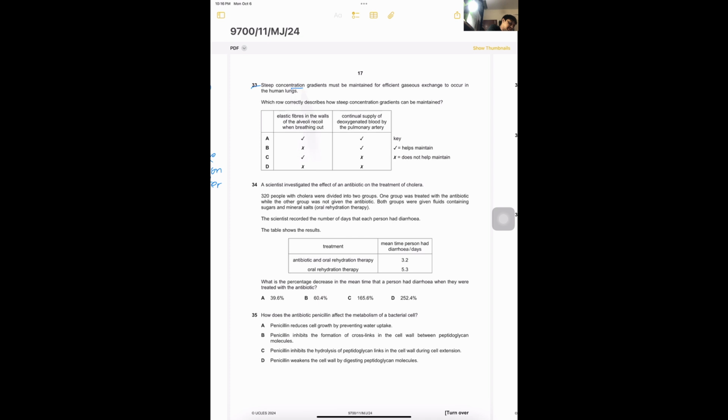Question 33. Steep concentration gradients must be maintained for efficient gaseous exchange to occur in the human lungs. Which row correctly describes how steep concentration gradients can be maintained? Elastic fibers in the walls of the alveoli recoil. Yes, of course, recoiling will allow more force and more pressure. So that has to be in the options. The answer will be between A and C. Continual supply of deoxygenated blood. Yes, this would allow a steep gradient to be maintained for ventilation. So the answer should be A.